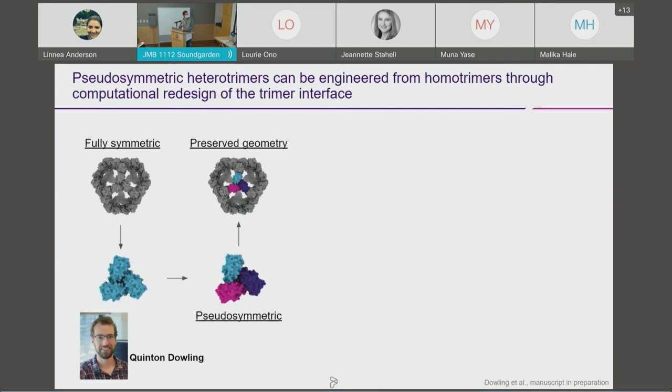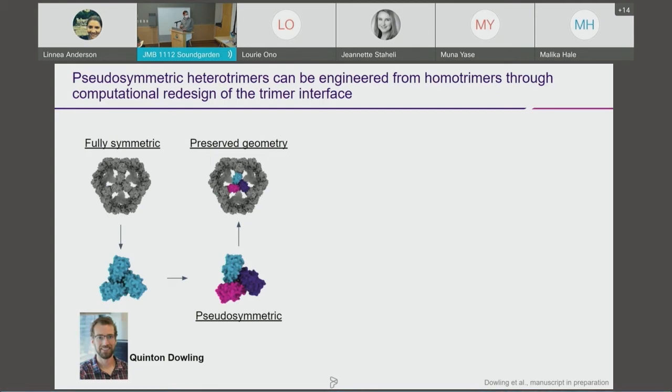So Quentin is an extremely talented graduate student in the lab who's been leading these efforts. And what he's doing is breaking the symmetry of a homotrimer such that we have genetically distinct subunits in the A, B, and C positions, but at the backbone level, we maintain symmetry, 3-fold symmetry.